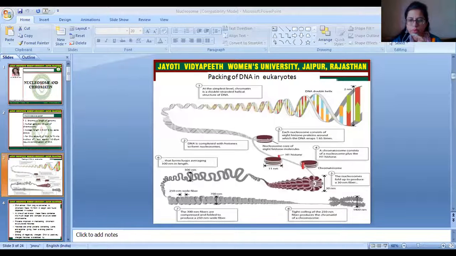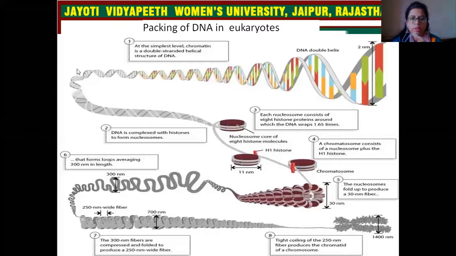Now I am sharing the screen showing the complete process of how DNA is packaged into the chromosome. Here you can see the first step. At the simplest level, chromatin is the double-stranded helical structure of DNA. Next, DNA is complexed with histone proteins to form the nucleosome. So the nucleosome is the first step in the packaging of DNA into chromatin.